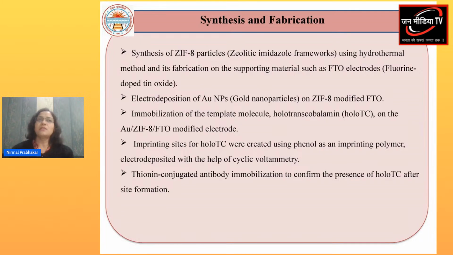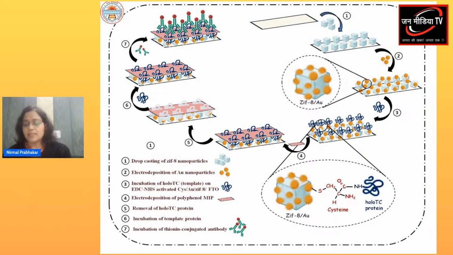And before that, cysteine was immobilized for successful immobilization of holo TC onto this particular electrode. And then imprinting sites of holo TC were created using phenol as an imprinting polymer with the help of cyclic voltammetry. And this whole system was assessed with the help of thionine conjugated antibodies to confirm the presence of holo TC after site formation. So here, this is the working strategy of how we have made this MIP based sensor for holo TC detection.